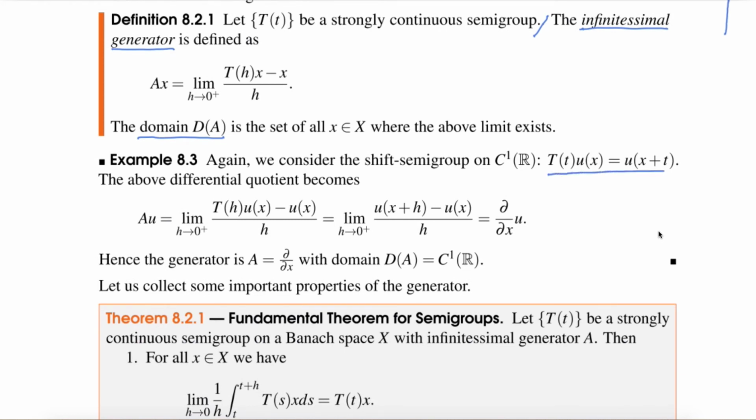Before we do anything else, let's look at our wonderful example of the left shift semigroup. T of t u of x is u of x plus t, and compute this differential quotient. So then Au would be the limit as just defined. But now, looking at this term here, we just shift the first expression, so we have u of x plus h minus u of x divided by h, and this is the wonderful partial derivative. Or actually, u here depends only on one variable, so it's the normal derivative with respect to x. Beautiful. So then we have A is equal to d by dx with domain C1, right? The domain are all functions which are differentiable. Ha, that was easy. That was nice.